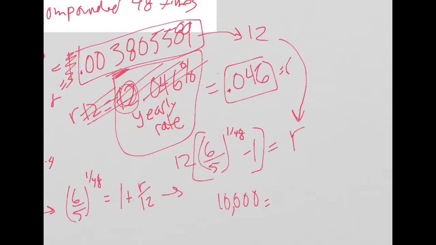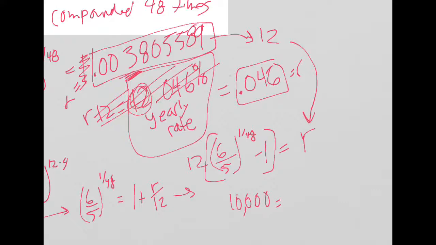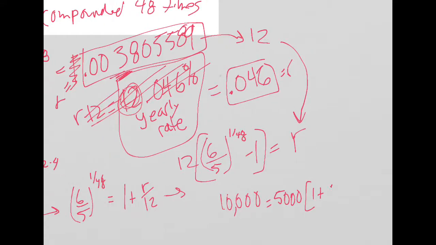equals this equation we wrote, which is our starting amount, 5,000, times 1 plus our rate, which we just found to be 0.046, but store it as a variable, divided by the number of compoundings, which is 12. All of that raised to the power of number of compoundings, 12, times some time t. But I don't want to go through and solve this by hand.